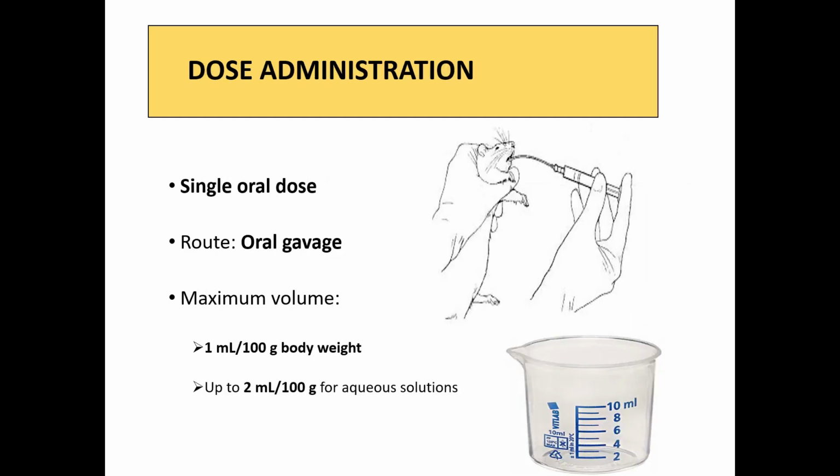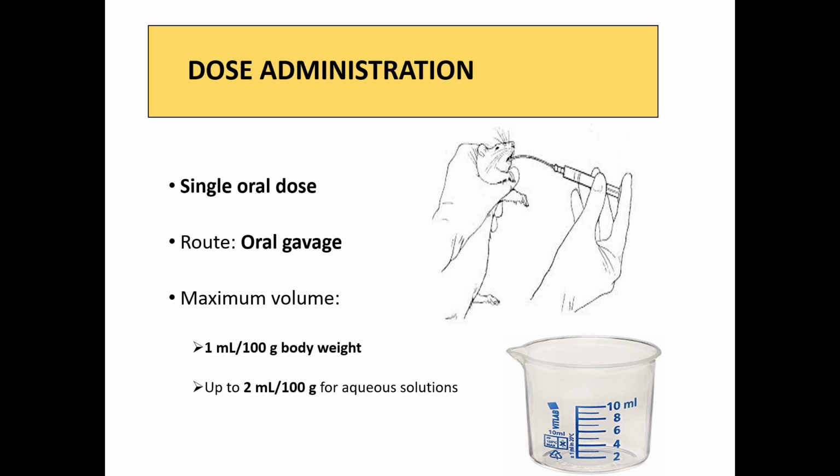Dose administration, single oral dose. In OECD 423 we give a single oral dose by oral gavage needle, and the maximum volume is 1 ml per 100 gram body weight. How to calculate the dose? I have already shared the video in the description. You can go and see that and calculate your dose.